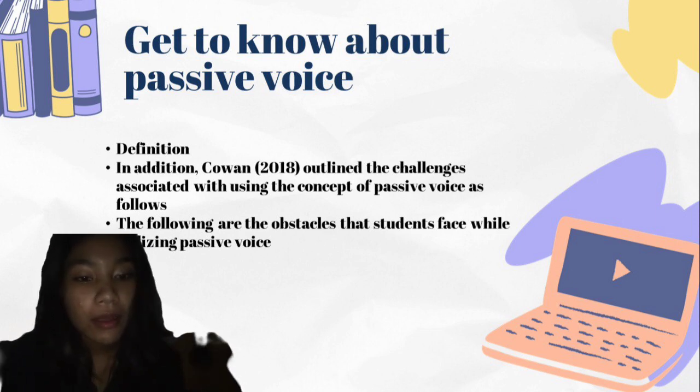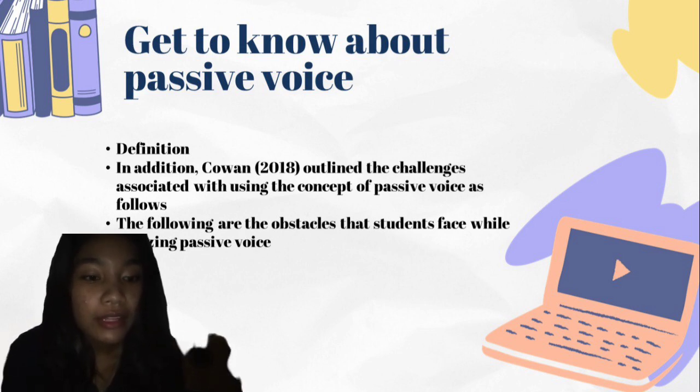In addition, Cowan's statement in 2018 outlined the challenges associated with using the passive voice as follows. A. Students have a difficult time understanding the change in place because the object of the active voice becomes the subject of the passive voice. B. The verb form for passive voice is the past participle, and some students are caught off guard by the change in verb form.